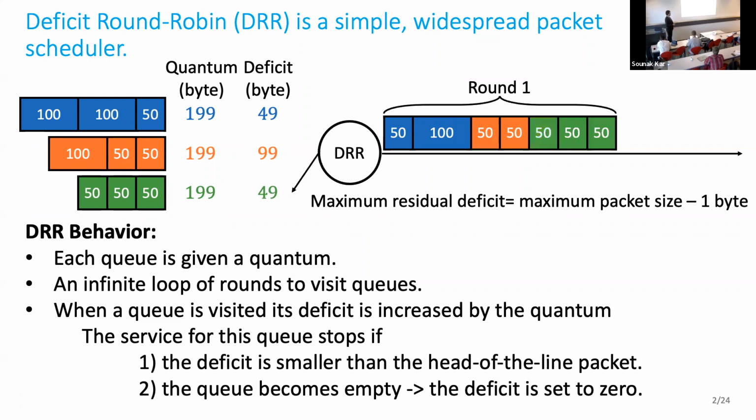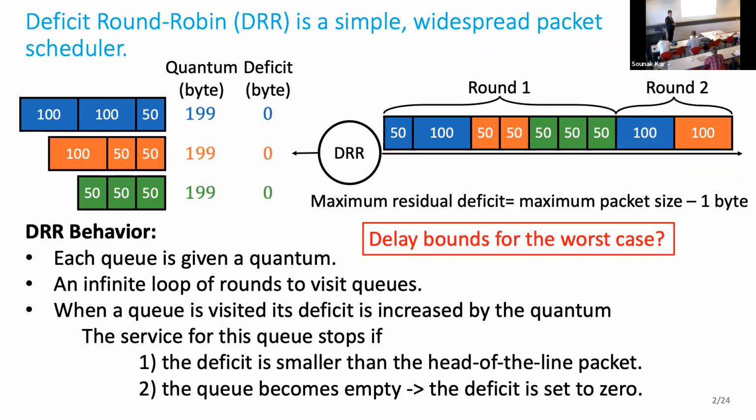We do the same thing for the last queue. And as you observe, the queue becomes empty. We served all the packets. In such cases, we set the deficit back to 0. This is one complete round of DRR, and the server repeats the same algorithm to serve the remaining packets.